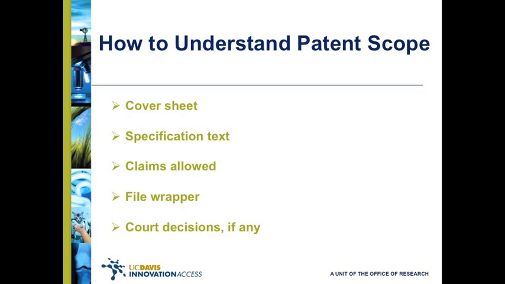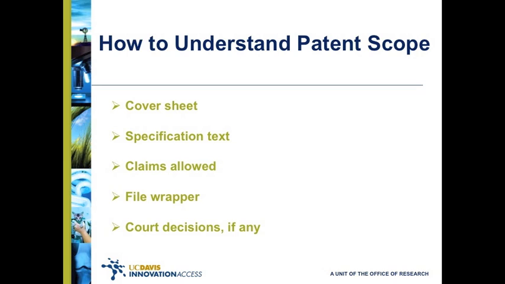How to understand patent scope. This is a complicated area. The patent, once allowed and issued, provides claims that describe what the patent is actually covering. But in order to really understand what a patent scope is, or what those claims really cover, it's important to become familiar with the various parts of a patent. The cover sheet, the specification, which essentially is the text of the patent application, including the claims, those claims allowed, and correspondence between the owner of the patent during prosecution and the patent examiner.